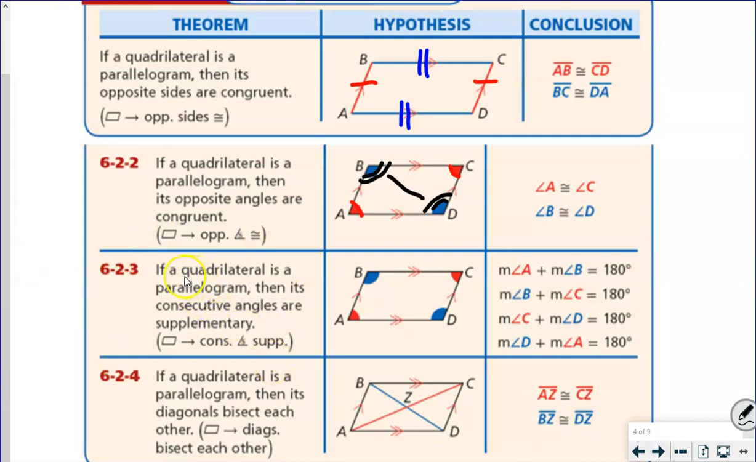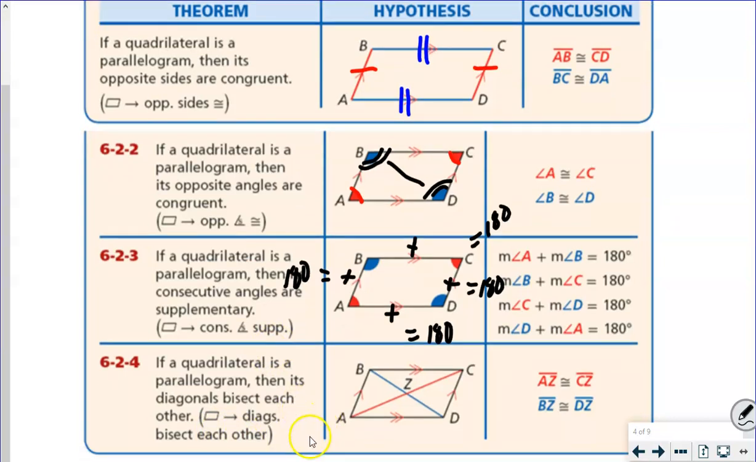Then we also have that if a quadrilateral is a parallelogram, then its consecutive angles are supplementary. Now, consecutive means right next to, right? So that means if I were to add A plus B, then they would equal 180, right? If I was to add B plus C, those would equal 180. If I was to add C plus D, those would equal 180. And if I was to add A plus D, they would equal 180. Okay? So any pair of consecutive angles, if we add them together, they are going to be supplementary, which means they add up to 180.